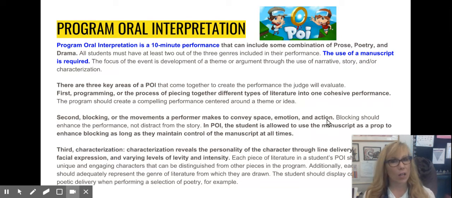There are three key areas of POI. First, piecing all of the different types of literature into one cool, cohesive performance. So it should be a really nice, compelling performance centered around a theme or an idea. Second, blocking. Or the movements that they make to convey space, emotion, and action. Blocking should enhance the performance, not distract from the story. In POI, the student's allowed to use the manuscript as a prop to enhance blocking if they want to do that, as long as they still hang on to the manuscript at all times. And then third, characterization, which is the thing we're also looking at in the regular interps. It reveals the personality of the character through how they deliver lines and that sort of thing.